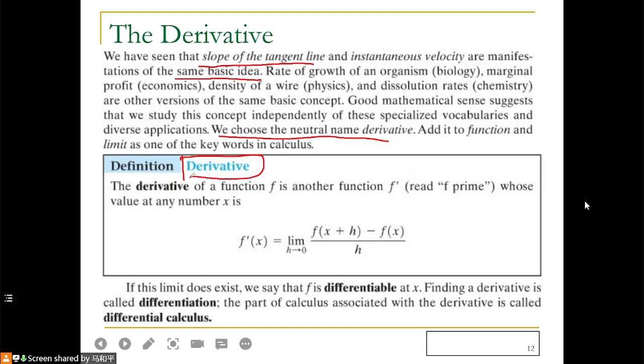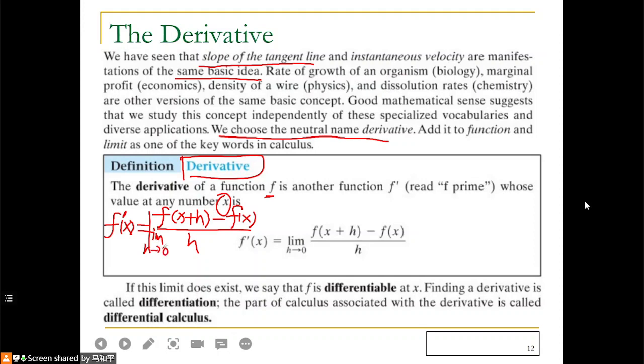So we get the definition of derivative. We have the derivative of function f. This is another function. We write f and add this prime. Read f prime. Whose value at any number x is f prime of x, equal to the limit as h approaches 0 of f(x plus h) minus f(x) over h.